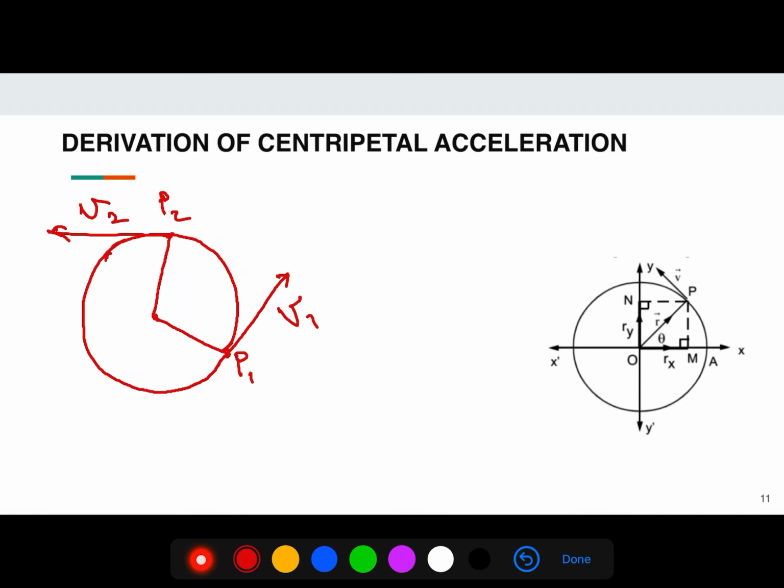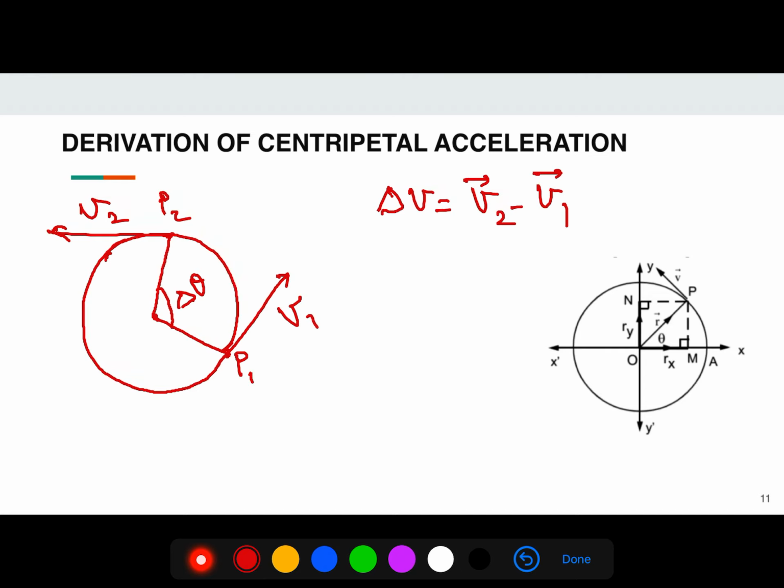V1 and V2 are perpendicular to the radius, and angular displacement is delta theta between these 2 points. So, to find the acceleration, first we have to find the change in velocity, that is V2 minus V1. To find this V2 minus V1, we will use a vector diagram.